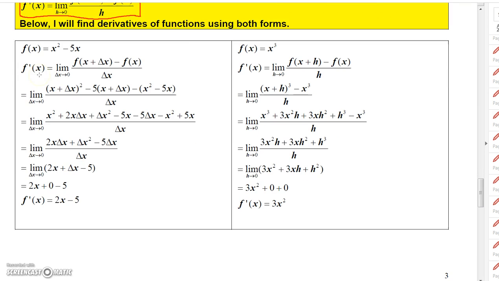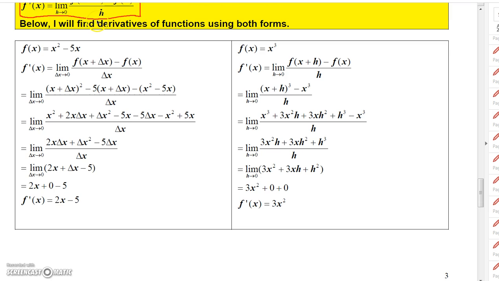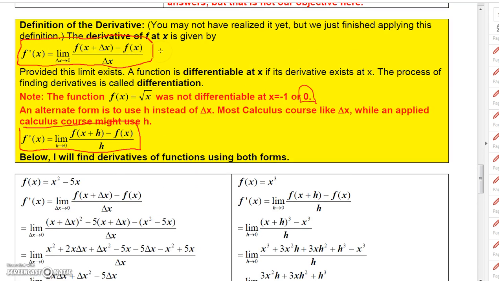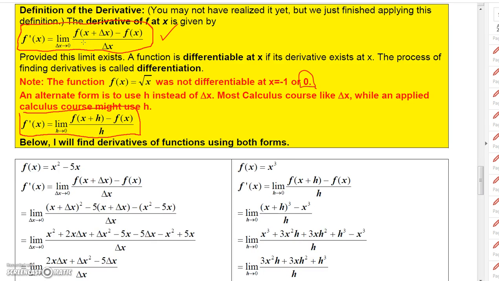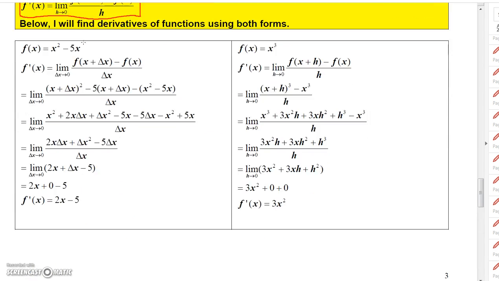So now here's what you need to understand. Later we're going to learn properties that will make it easier to find derivatives. But if your professor says use the definition of the derivative to give the derivative, then you must use this limit to find the derivative. So that's the key. Anytime you say definition of the derivative, we're talking about that limit.